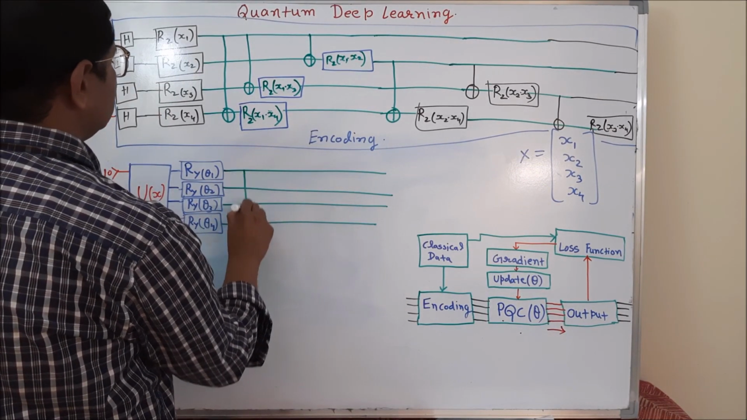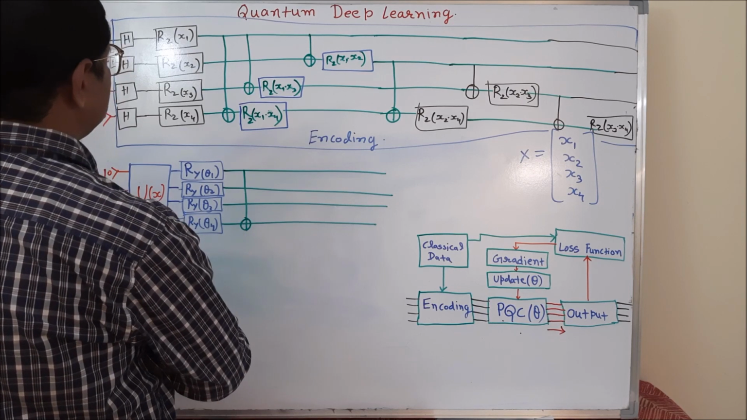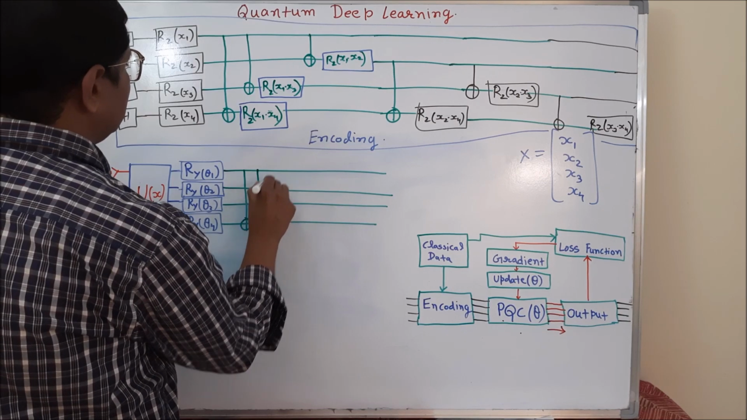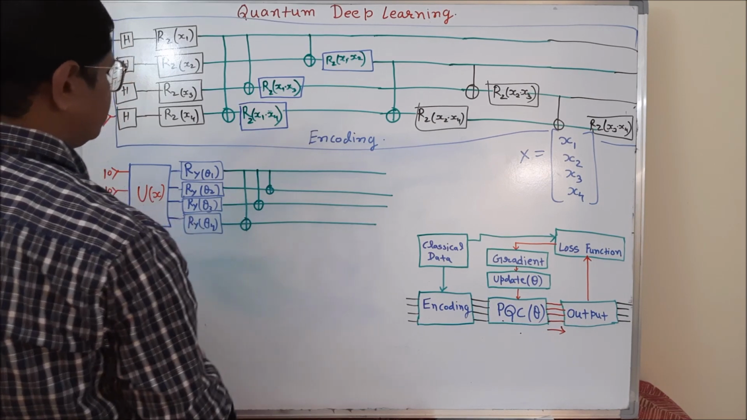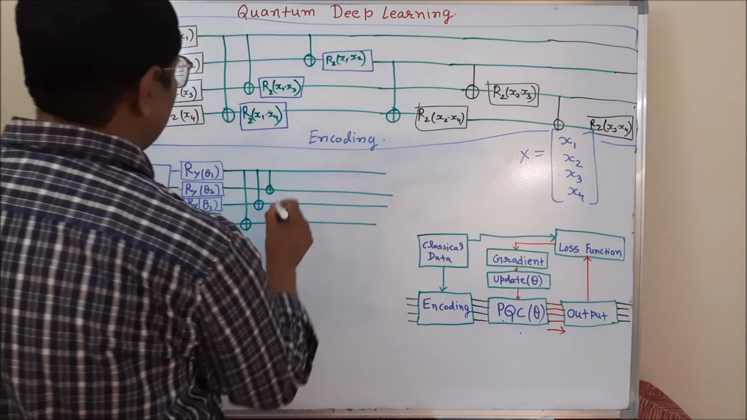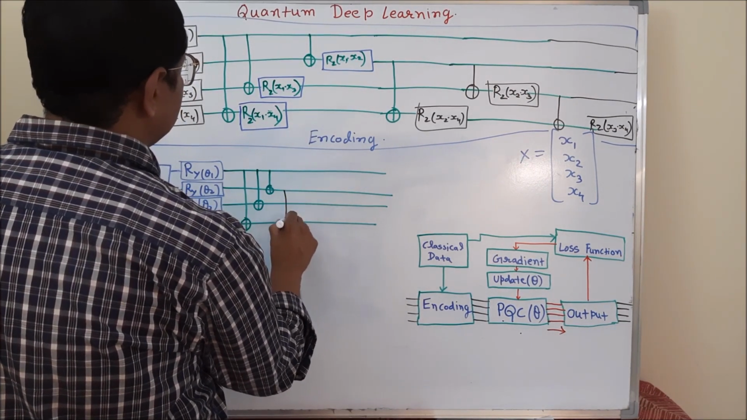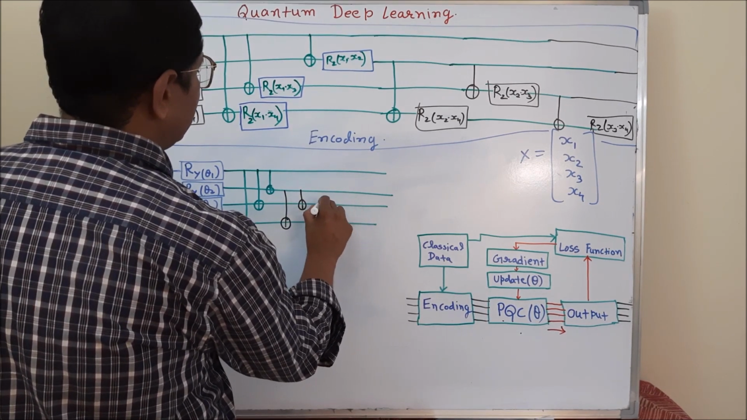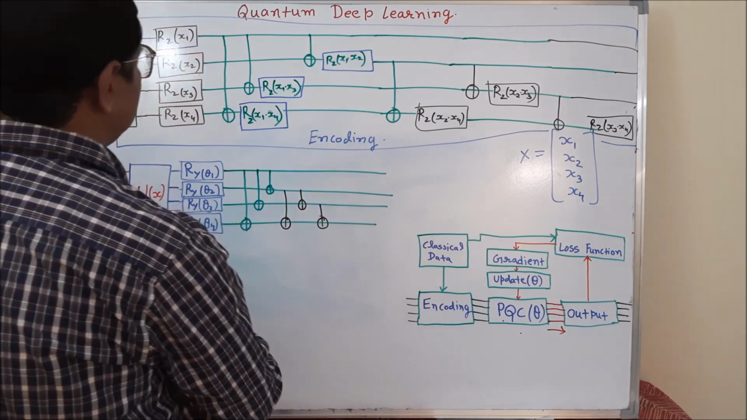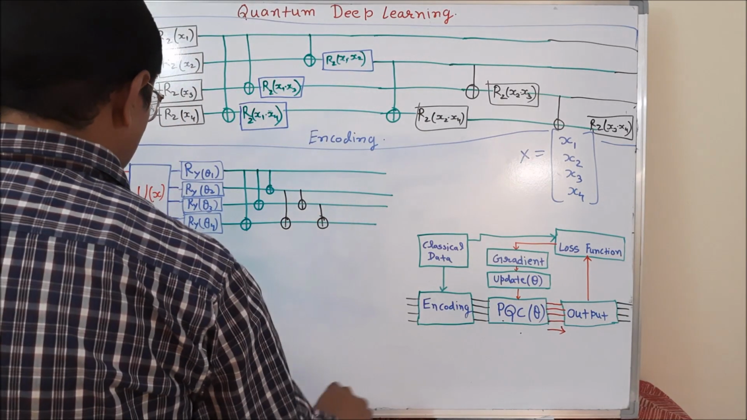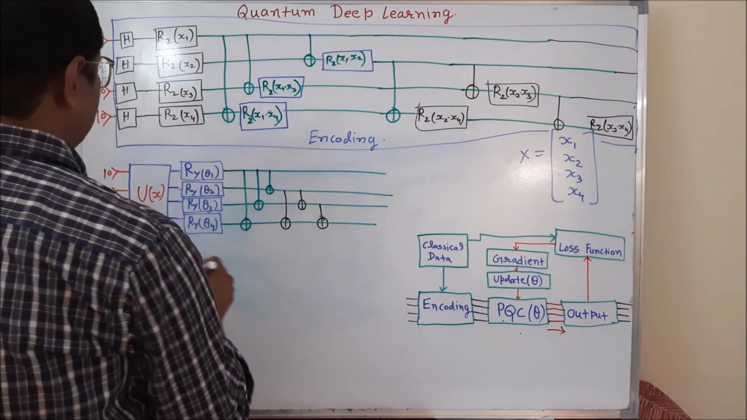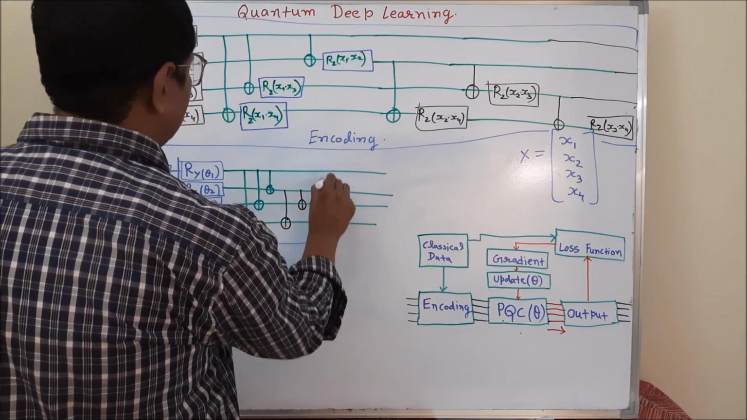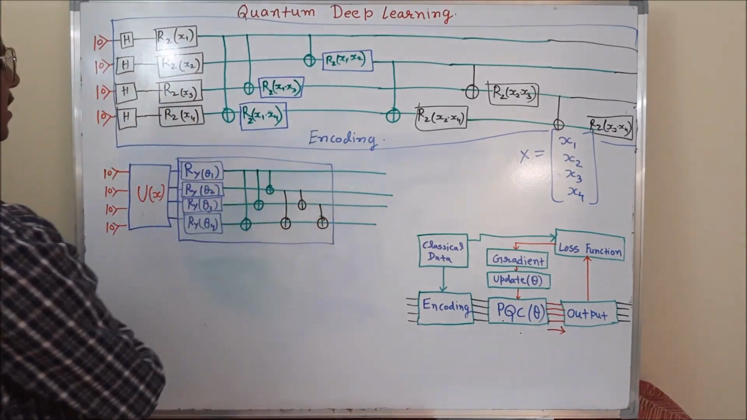So what you will do is entangle this with this, entangle this with this. Again after that we can entangle this with this, entangle this. Again we can apply one entanglement like this. Now this is our parameterized quantum circuit block.